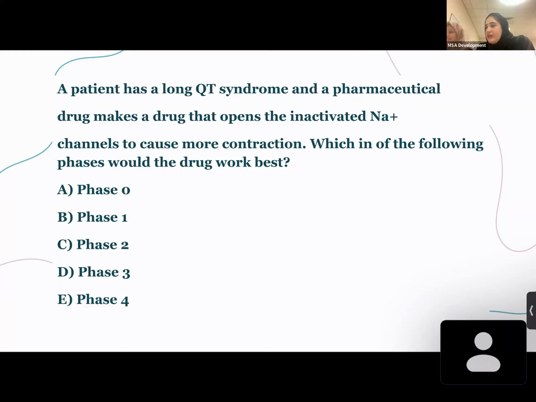So phase 1, how many questions are left? There's a lot. No, not that much. We have an ECG section at the end, guys. We're going to go over all the ECGs.